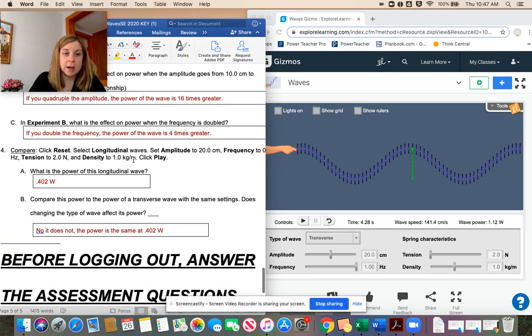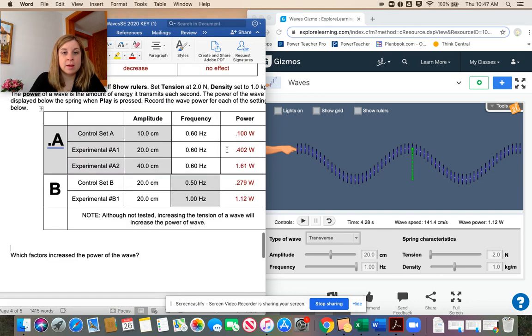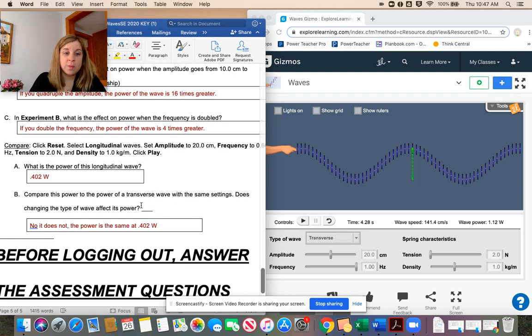So now it says for longitudinal, what is the power of the longitudinal wave? You get 0.402, which was the same as we had up here with these settings. So does changing the type of wave have an effect on its power? No, it does not. So longitudinal versus transverse waves, it doesn't matter which type of wave you have, you'll have the same amount of power there.